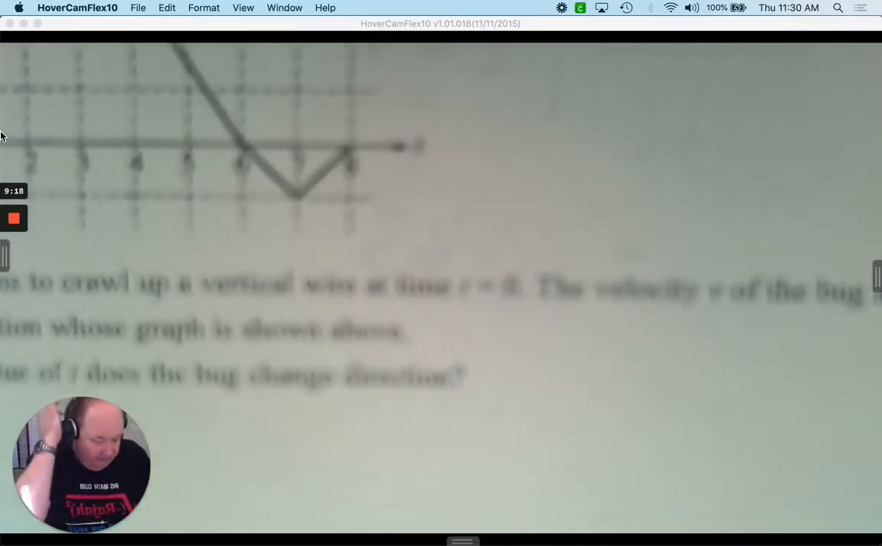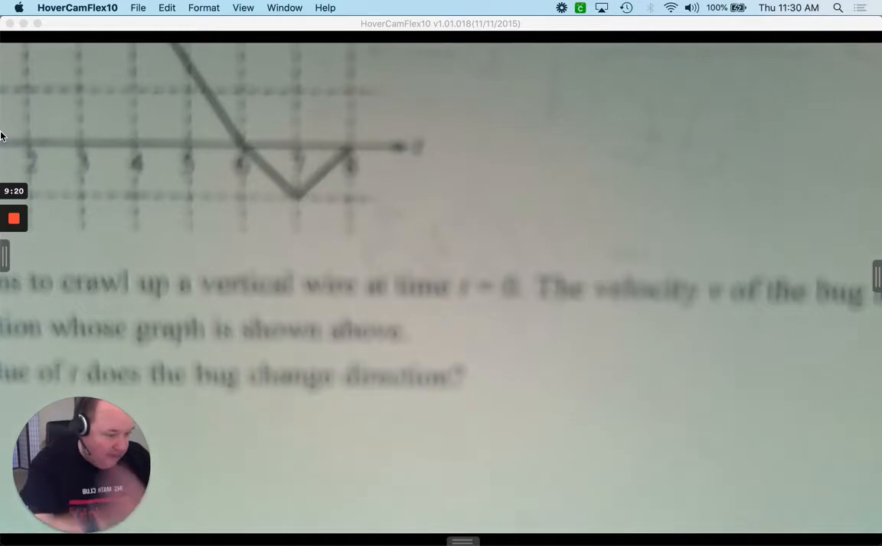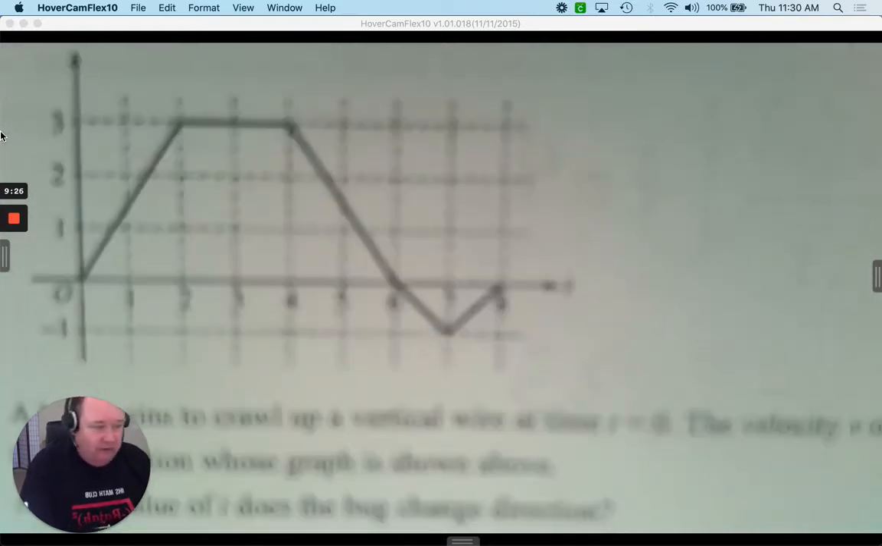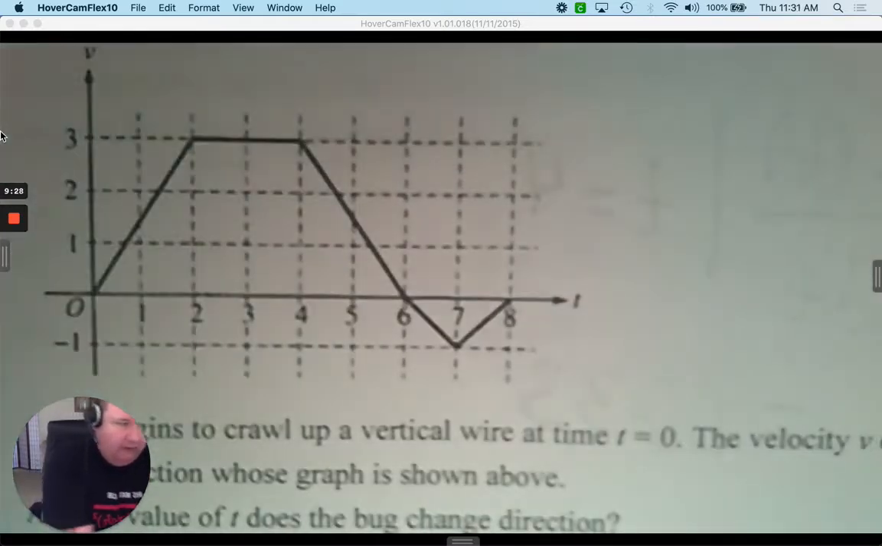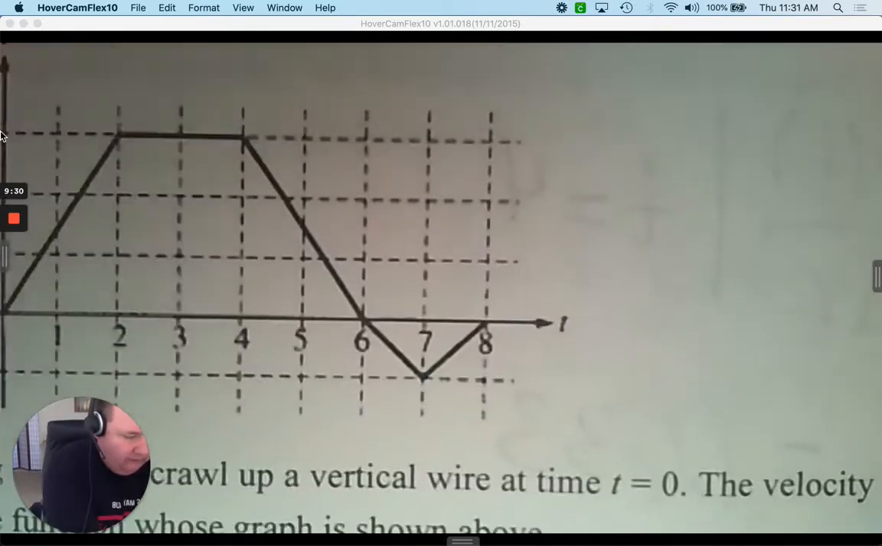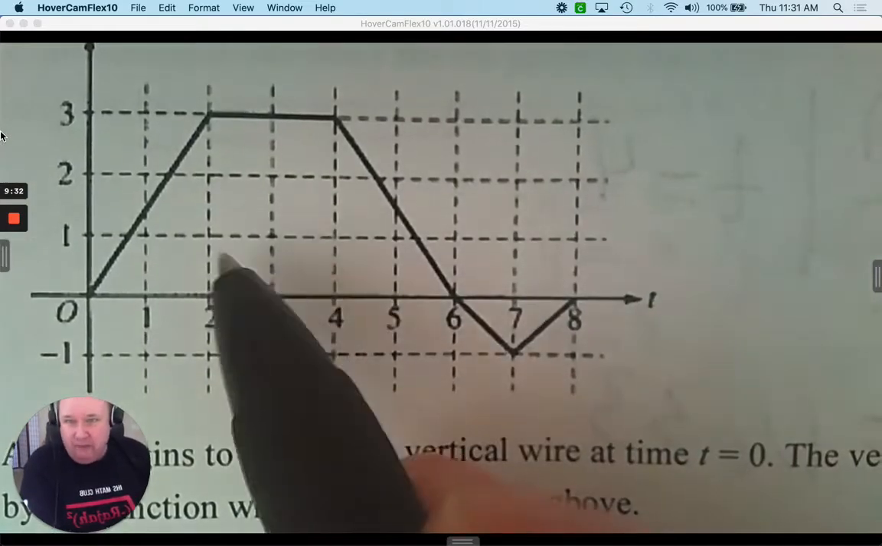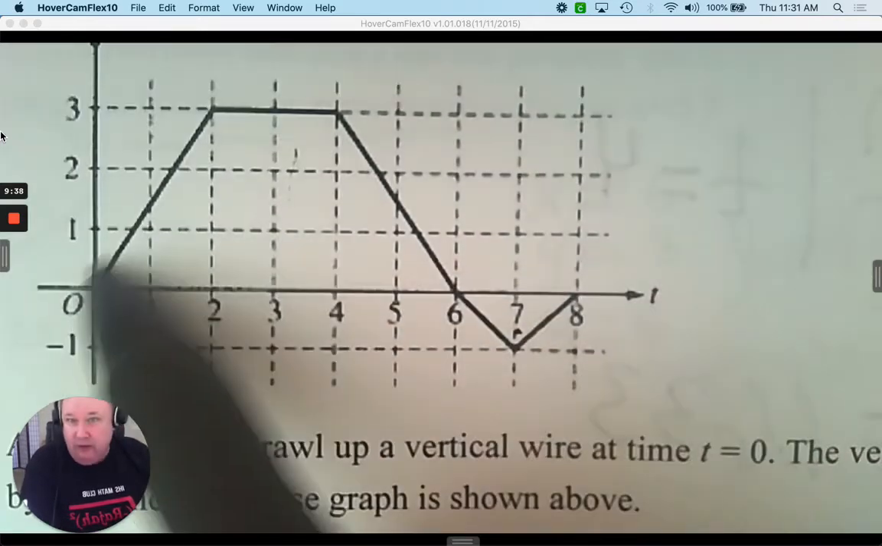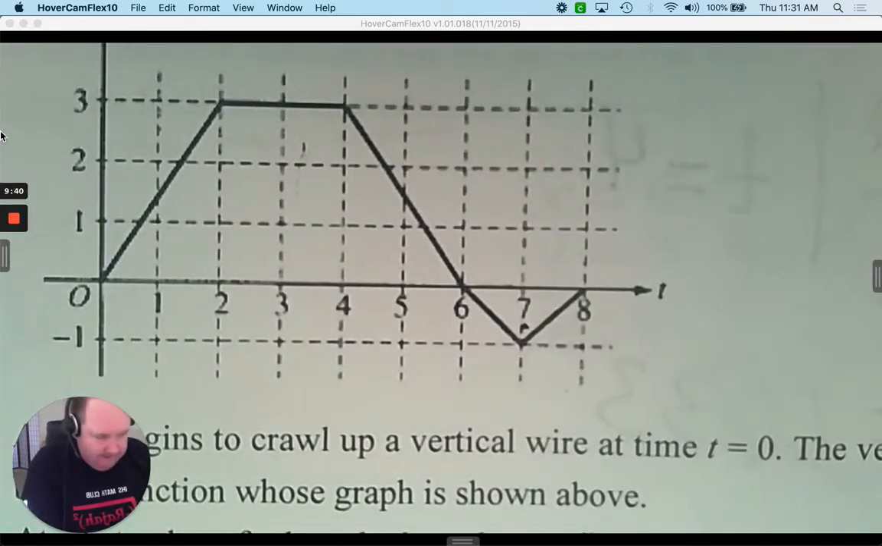In number 5, a bug begins to crawl up a wire. The velocity of the bug is given. So this is the velocity. Don't think this is the bug crawling up or down. This is the velocity. So if it's positive, if it's above, it's going up. And if it's negative, it's crawling down. That's all. So this is not a bug crawling along here at all.